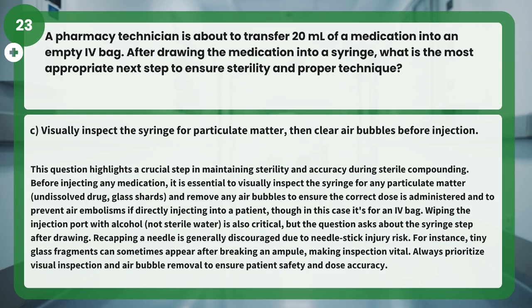Wiping the injection port with alcohol, not sterile water, is also critical, but the question asks about the syringe step after drawing. Recapping a needle is generally discouraged due to needle stick injury risk. For instance, tiny glass fragments can sometimes appear after breaking an ampoule, making inspection vital. Always prioritize visual inspection and air bubble removal to ensure patient safety and dose accuracy.